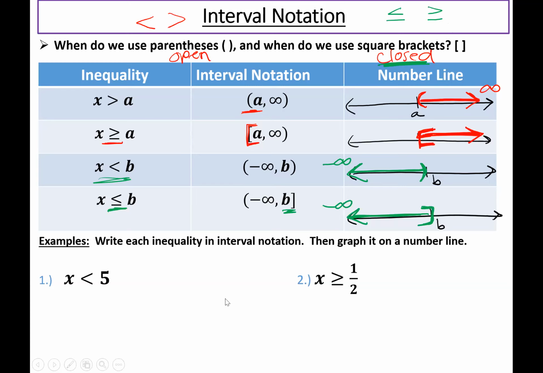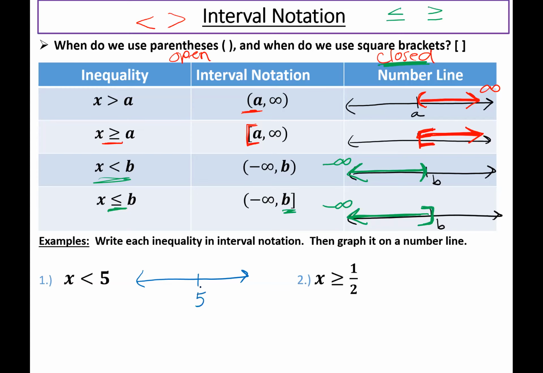Okay, let's do some examples of our own down here at the bottom. So number one, x is less than 5. Our directions say, write each inequality in interval notation, then graph it on a number line. That's the order that you'll be asked to do it on your homework. I would recommend that you graph it on a number line first. Sketch that out for yourself first, because that will help you to kind of line everything up in order.